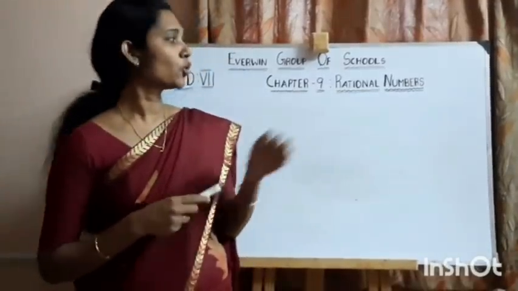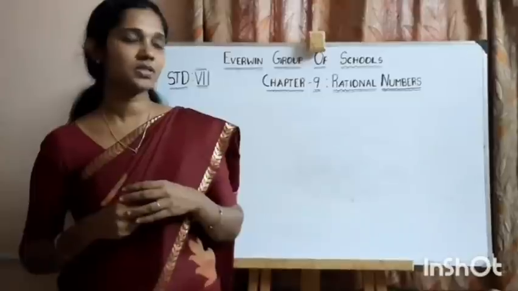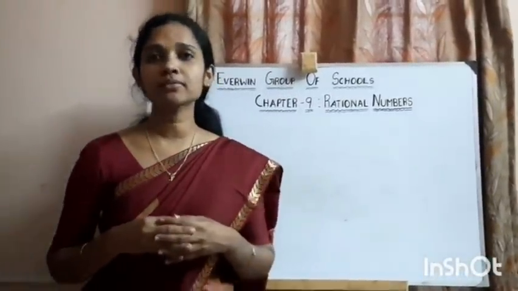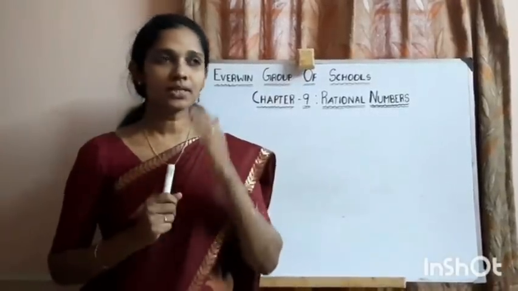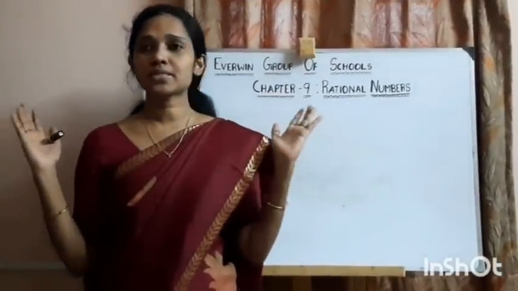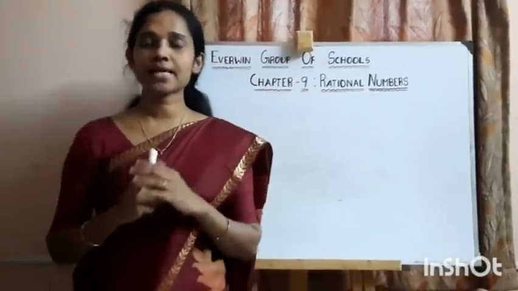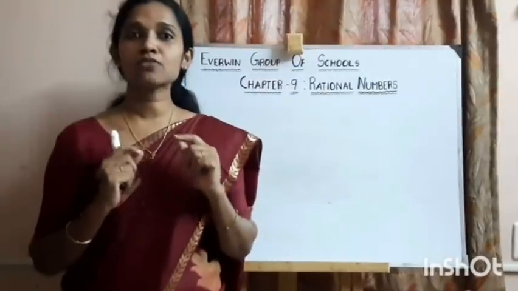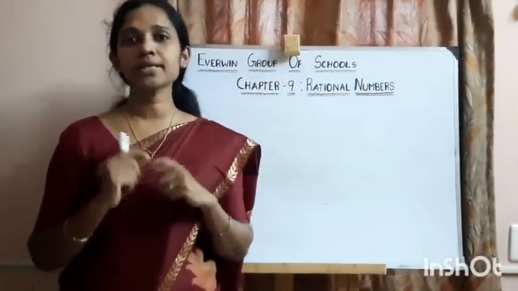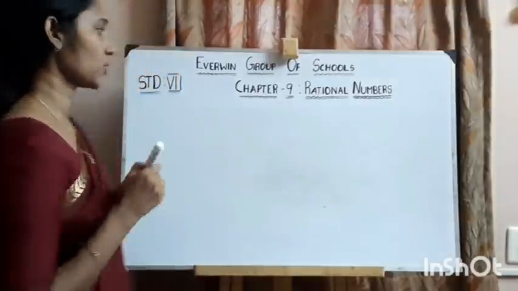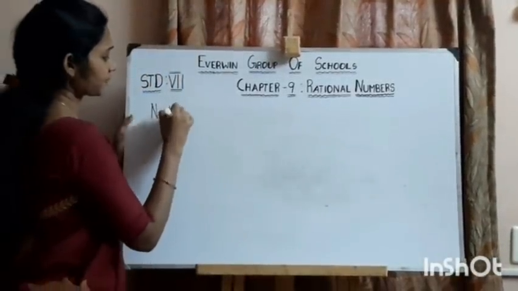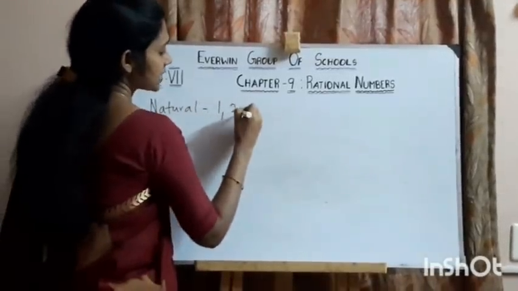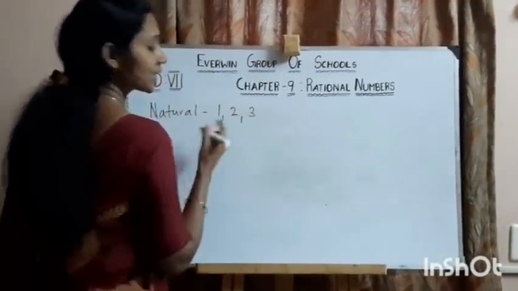Welcome back, children. Going on to our topic, rational numbers. So, how did we begin to study the numbers? By counting the objects around us. The numbers used for counting were called counting numbers or natural numbers. Natural numbers start from 1. So, these numbers are also called counting numbers.